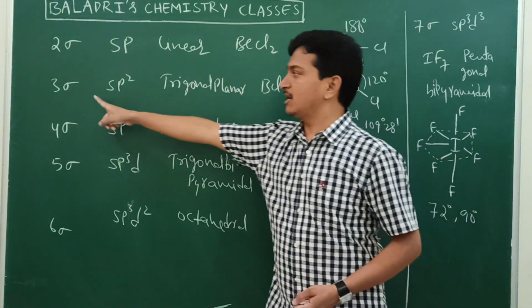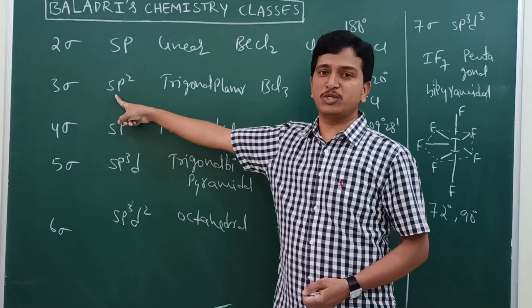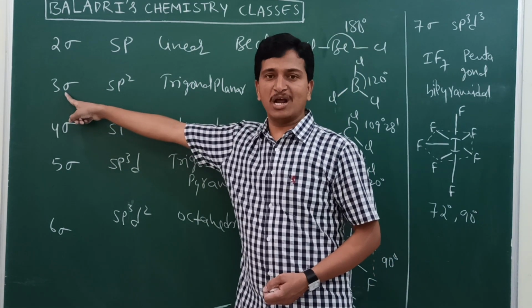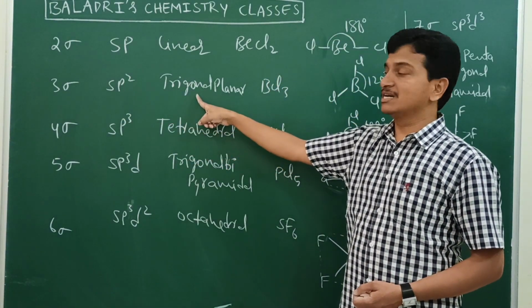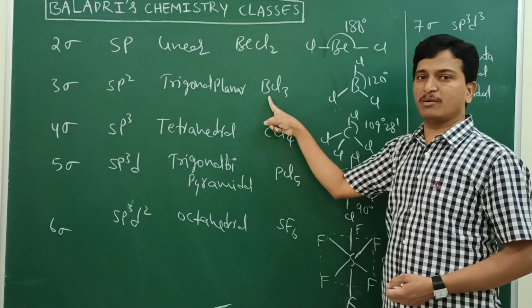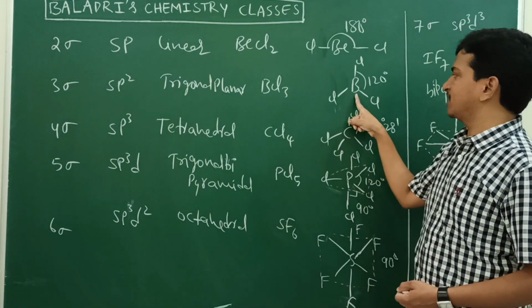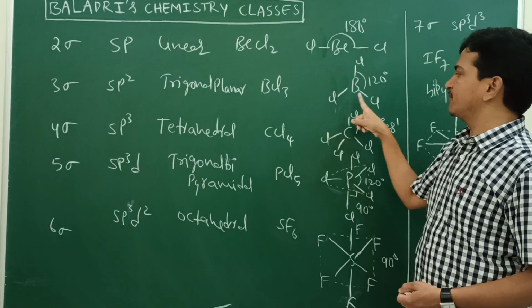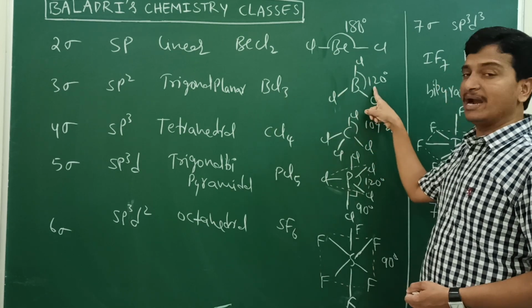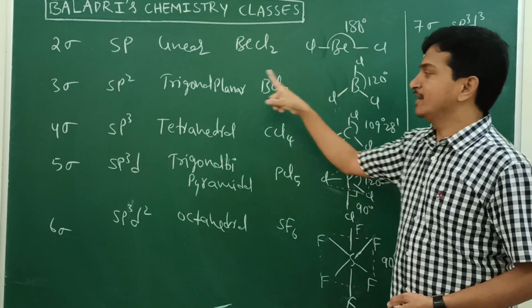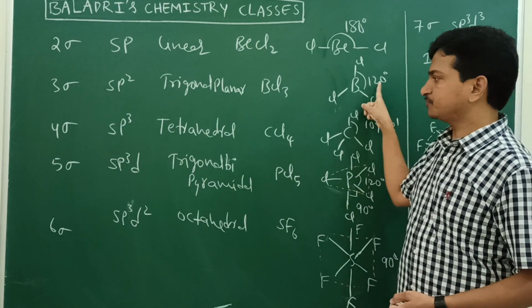Next, let us take 3 sigma bonds formed by the central atom. Then the atom will undergo sp2 hybridization. 3 sigma bonds means 3 orbitals should participate in the hybridization: 1 s orbital and 2 p orbitals. Then the shape of the molecule is trigonal planar. You can take the example of BCl3, boron trichloride. In this, boron undergoes sp2 hybridization, and those orbitals overlap with chlorine p orbitals. Like this, the trigonal planar shape is there for the BCl3 molecule, and the bond angle is 120. So sp2 hybridization is also called trigonal planar hybridization, and the bond angle is 120.